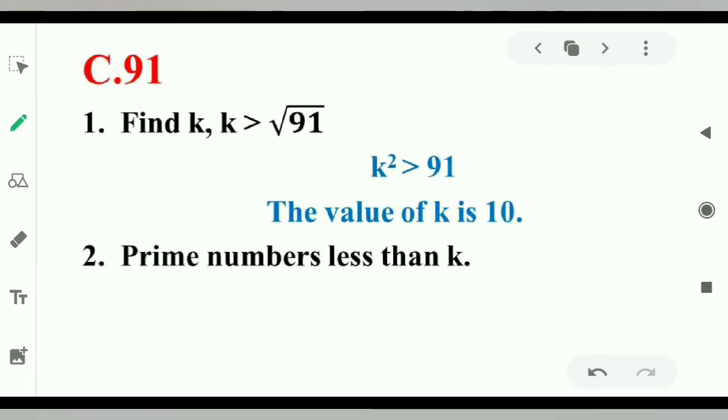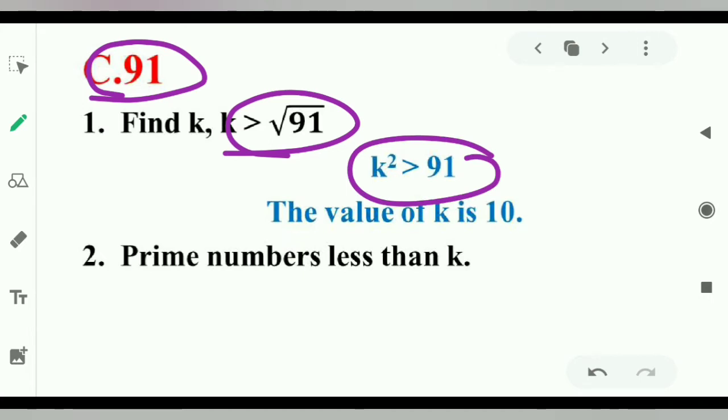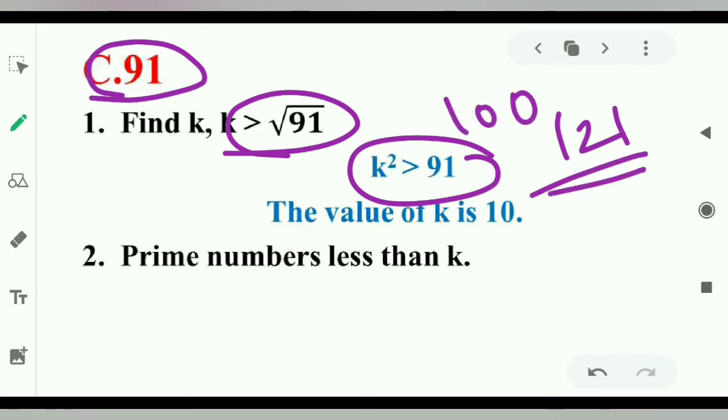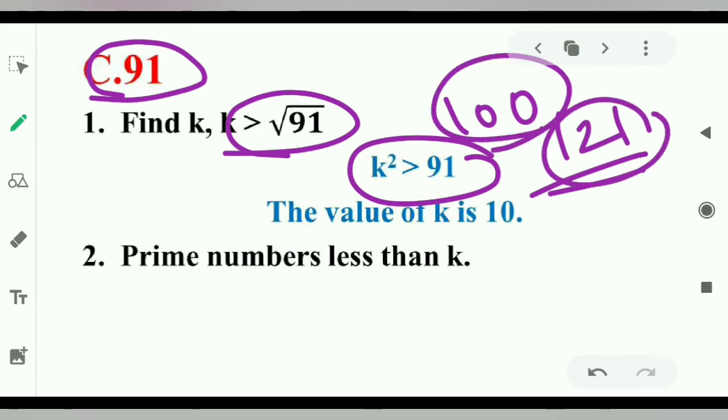Okay. Let's begin with the third option. The third option is 91. Let's rewrite this equation: k square greater than 91. What is the nearest square number which is greater than 91? 11 square, 121. Yes, it is greater than. But why are we not taking 121? Rather, we are taking 100. I mean, we are not taking 11 square, we are taking 10 square. Why? Because 10 square is the nearest perfect square number which is greater than 91.